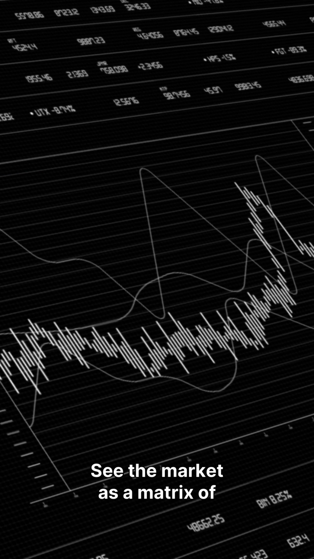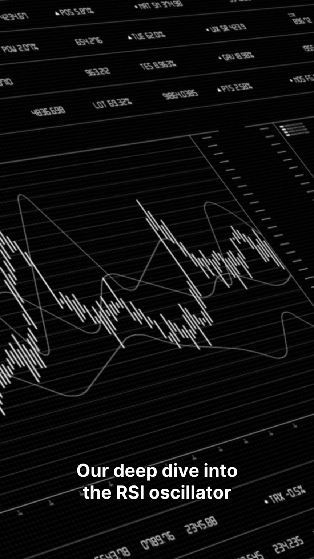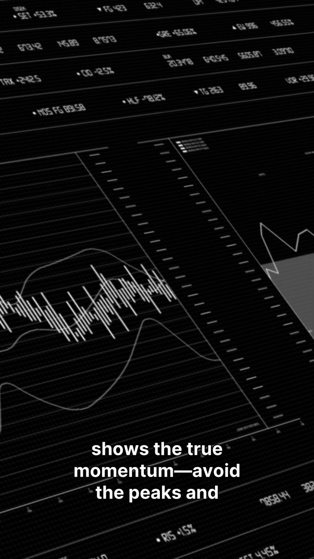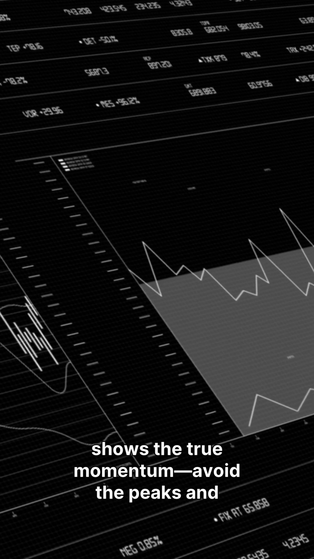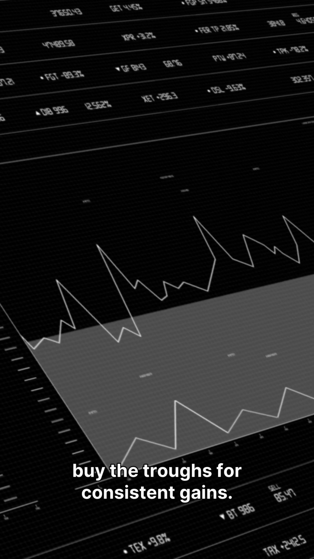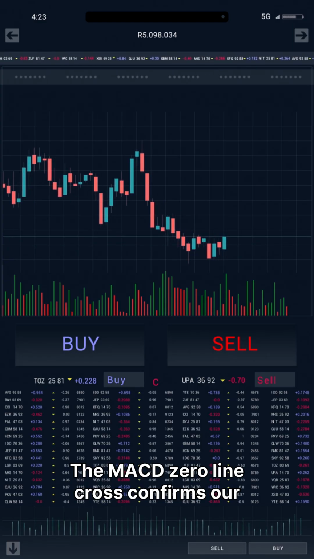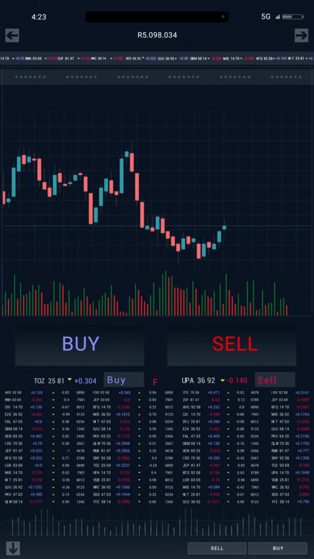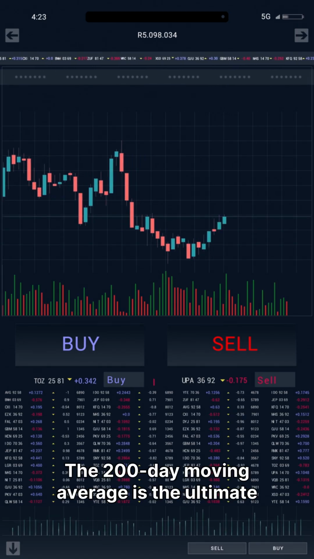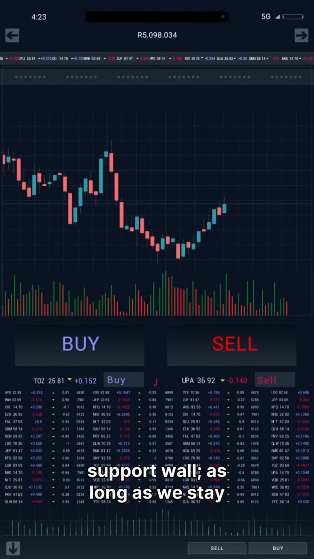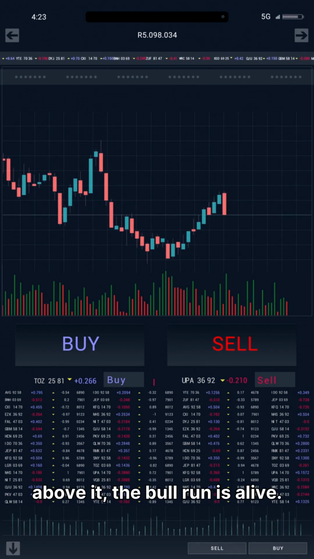See the market as a matrix of data. Our deep dive into the RSI oscillator shows the true momentum. Avoid the peaks and buy the troughs for consistent gains. The MACD zero-line cross confirms our trend. The 200-day moving average is the ultimate support wall. As long as we stay above it, the bull run is alive.